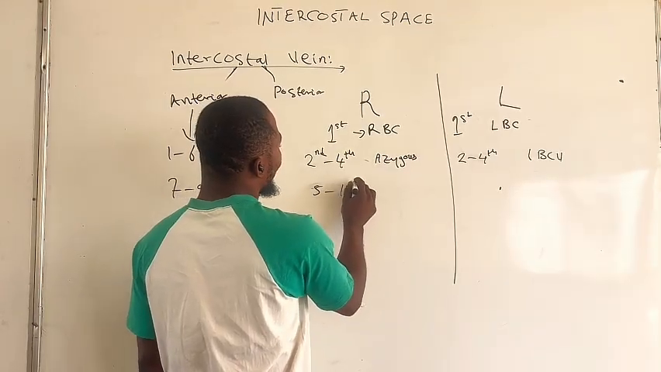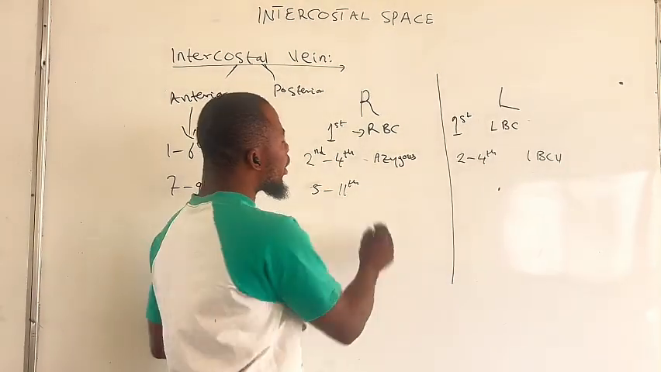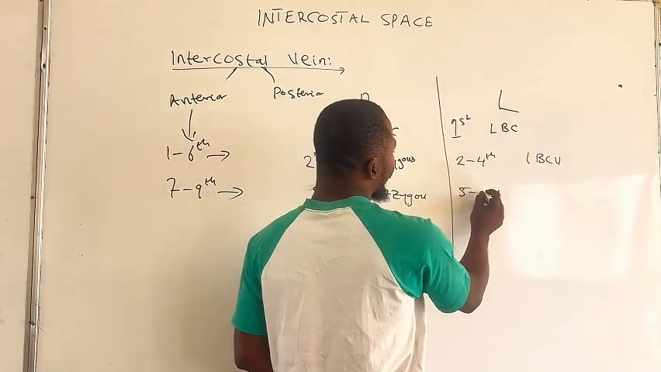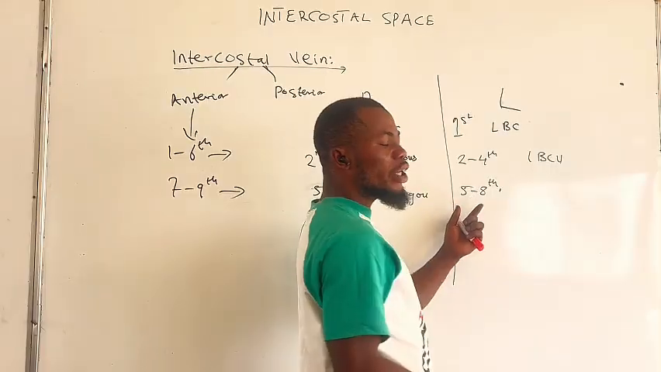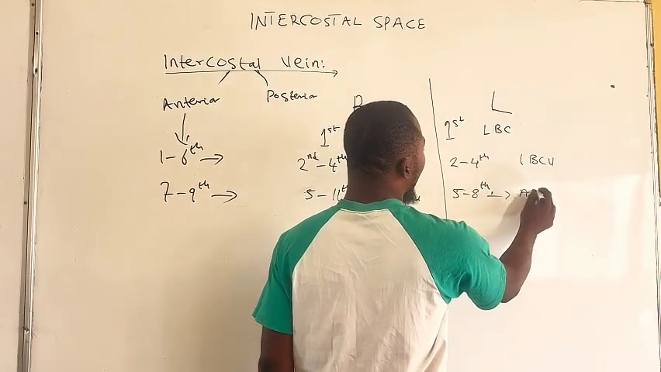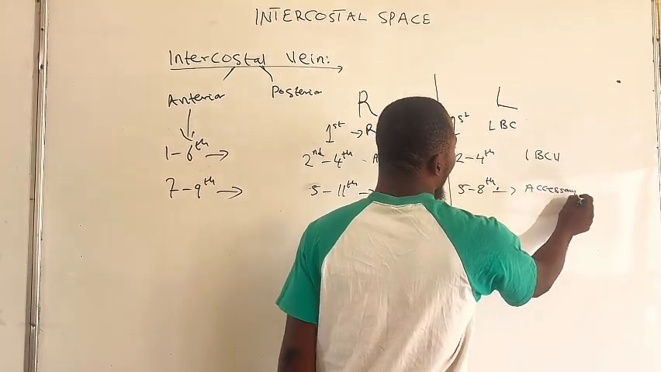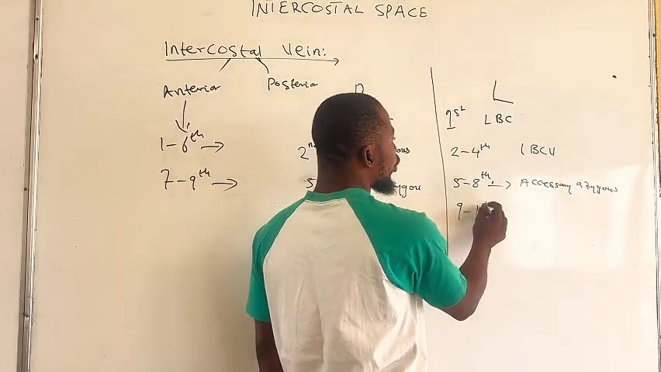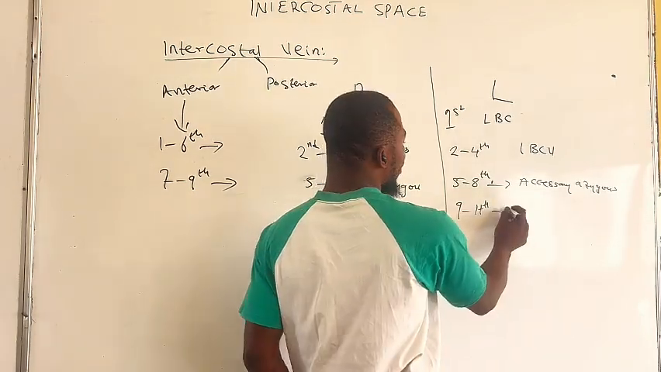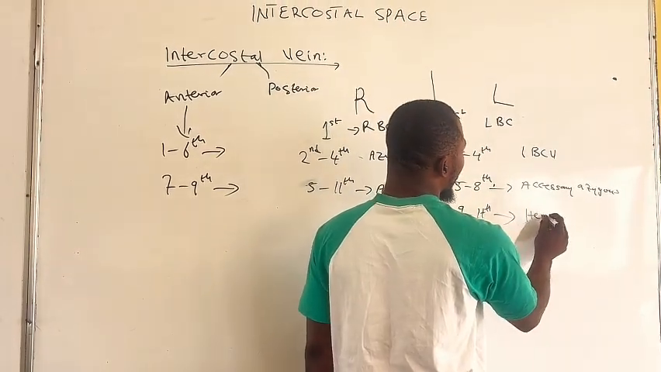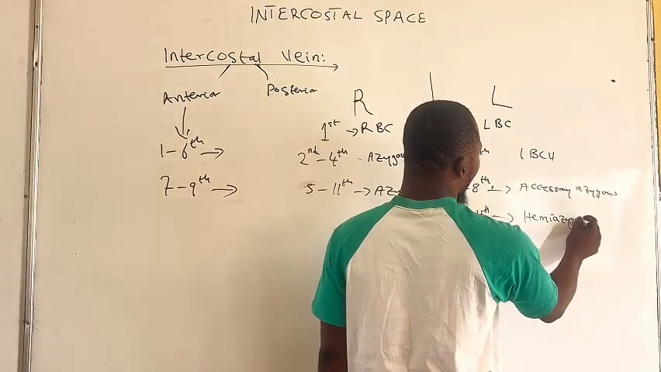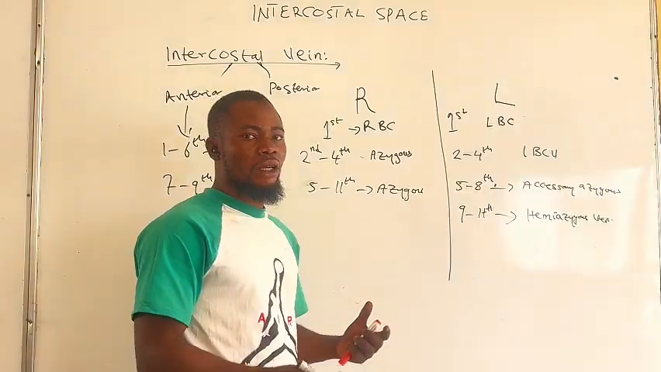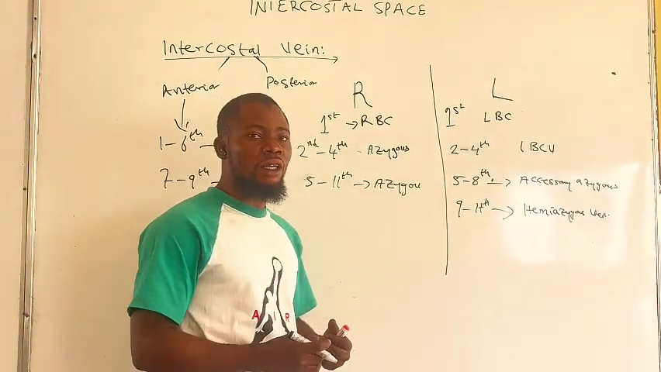The 5th to 11th right posterior intercostal veins terminate in azygos vein, whereas the 5th to the 8th left posterior intercostal veins terminate in accessory azygos vein, whereas the 9th to the 11th posterior intercostal veins terminate in hemiazygos vein. So this is the mode of termination of the posterior intercostal vein. It differs in the right and the left side of the body.